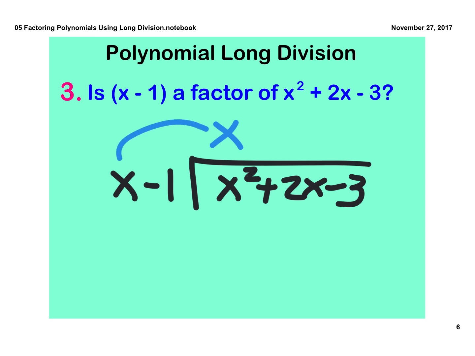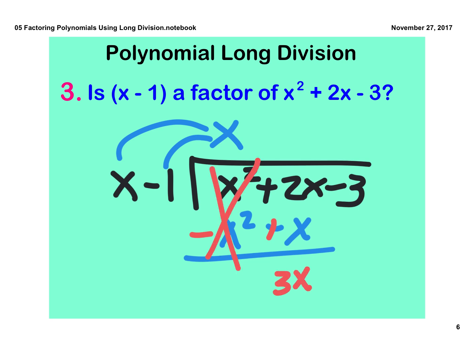Sweet. x times x, x squared. x times negative 1, negative x. Draw a line. Don't forget opposite, opposite. Very common to forget that. Then this becomes 3x. These canceled. Bring down the minus 3.